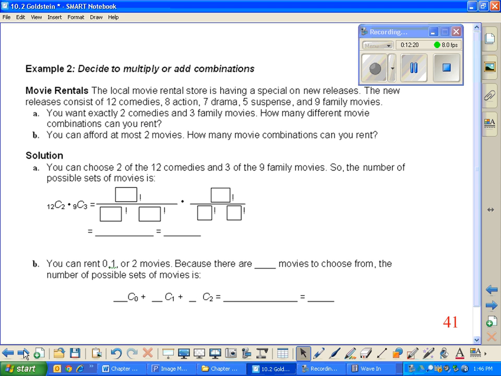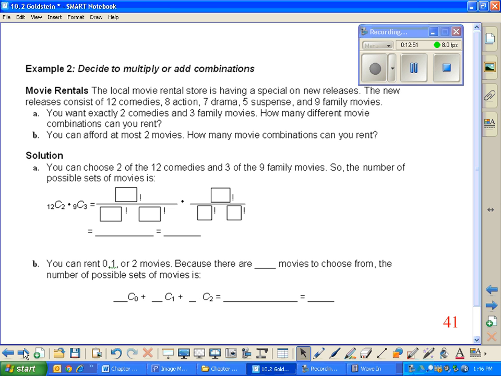All right, so let's work with this. We have to now work through this example where we decide whether we're multiplying or adding. So we're in a movie rental store. Those don't exist anymore, but let's pretend. We have cool things like Netflix now. But anyway, in this movie rental store, they're having a special on new releases. The new releases consist of 12 comedies, 8 action, 7 drama, 5 suspense, and 9 family movies.